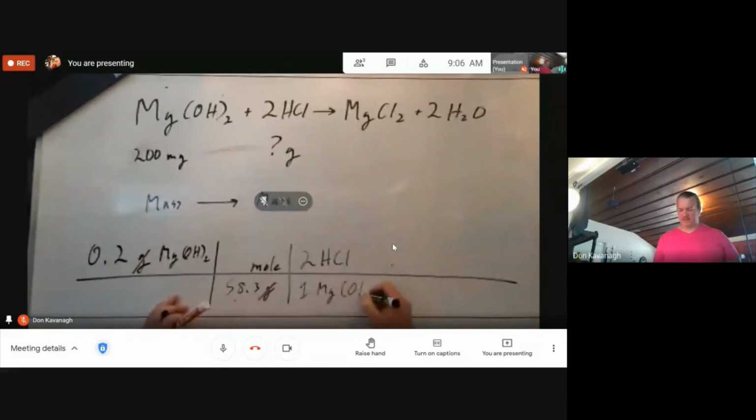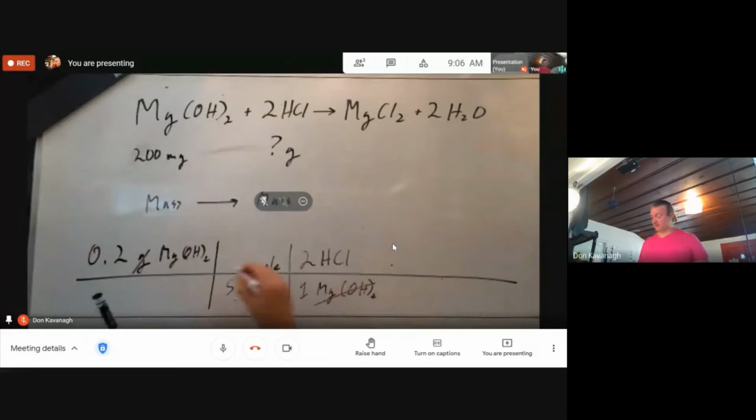Magnesium hydroxide cancels, top cancels out bottom. And because we want to solve for HCl, we want that in the numerator. That works out really well. Right now, if we look at our scaffold and the units, we would solve for moles of HCl.